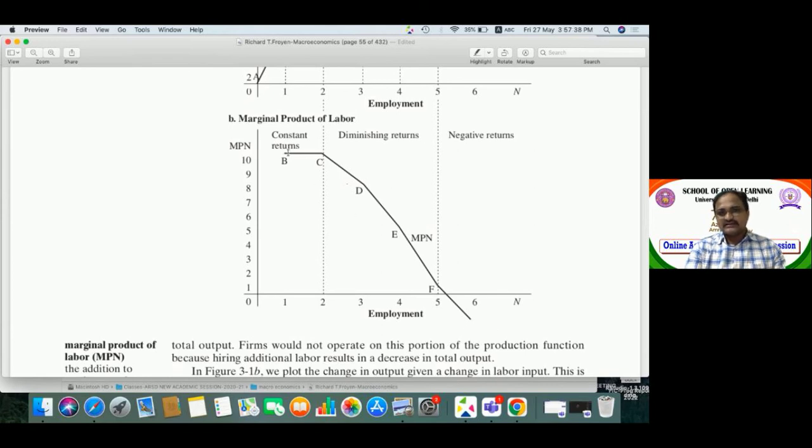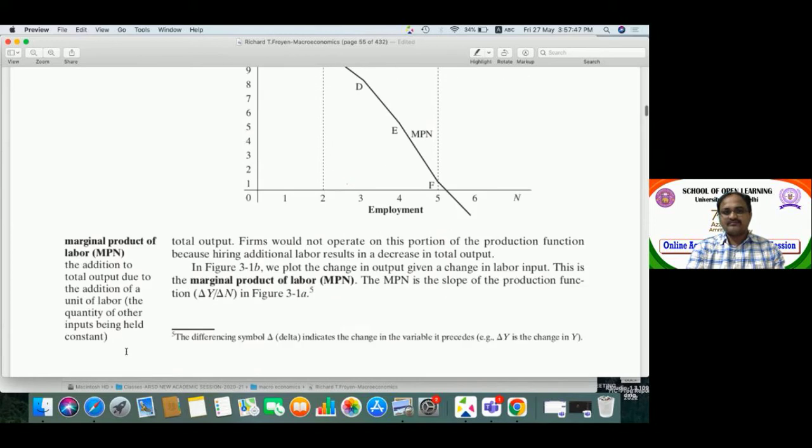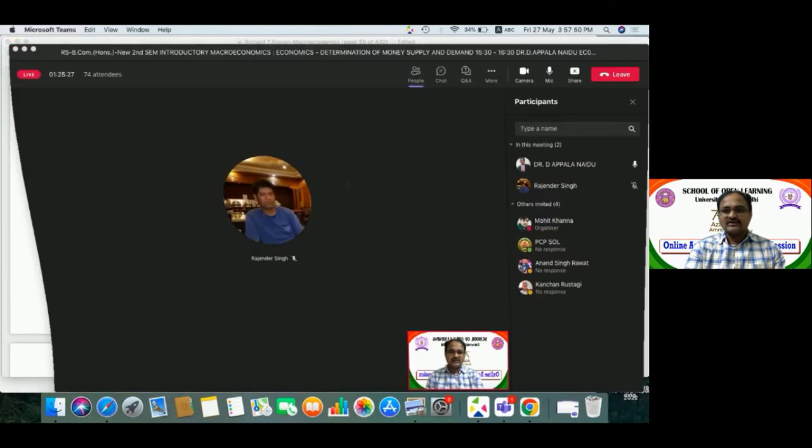So look at here, this is the MPN curve. MPN means the marginal productivity of labor. The marginal productivity of labor, here it is written.